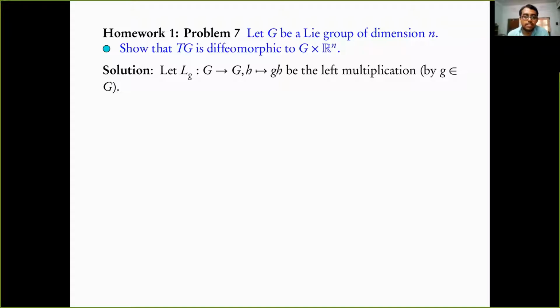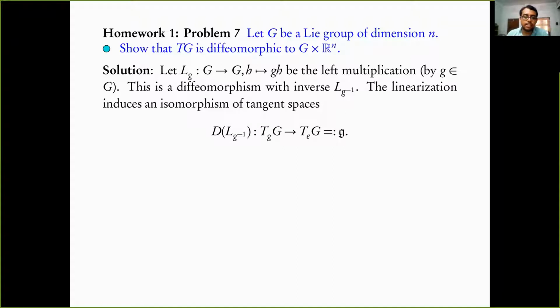Okay, so what do we do there? Well, basically the idea is you want to identify the tangent space at any point p to the tangent space at identity, right? So how do you do that? Well, you have left multiplication, right multiplication, and all sorts of things on a Lie group. In particular, you consider the left multiplication L_g. That's a map sending h to gh. And this is a diffeomorphism because the left multiplication by g inverse is its inverse, and all of these are smooth maps.